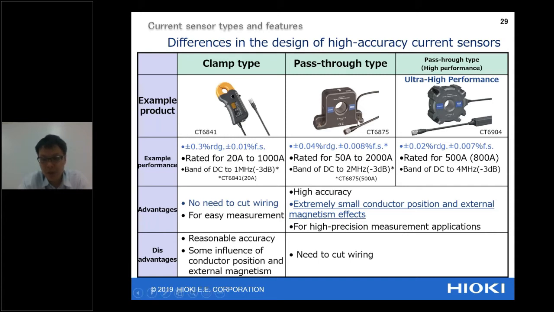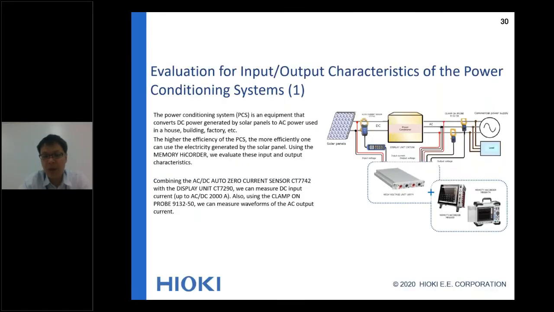Okay, and if you require very high accuracy, then a pass-through type clamp sensor is needed. It has 0.04%, very high accuracy, and you can measure from 50 ampere to 2000 ampere. If you use this 2000 ampere pass-through type, you can increase up to 8000 ampere when you use CT9557. And if you need more accuracy and more frequency band, we also have a CT6904. It has up to 800 ampere. Okay, that's all about the power analyzer.